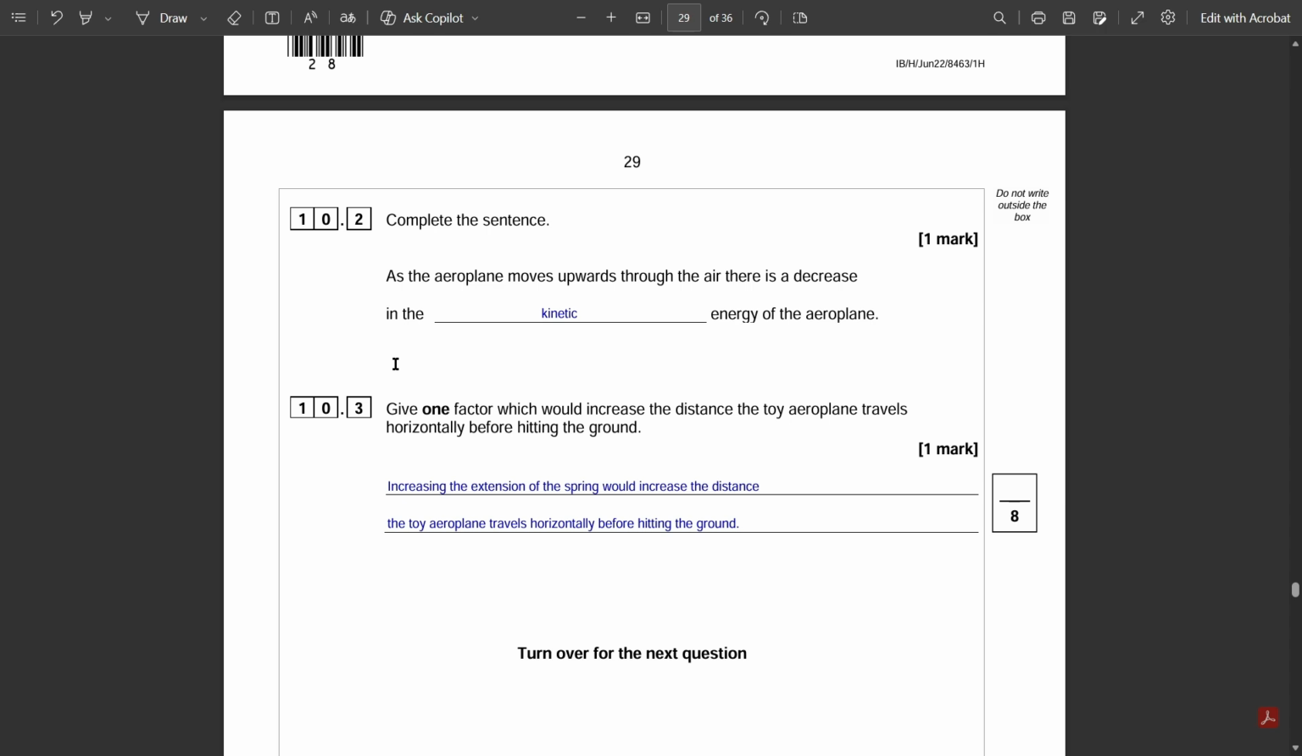And then, as the plane moves upward through the air, there is a decrease in the kinetic energy of the airplane due to air resistance. You don't have to say that.